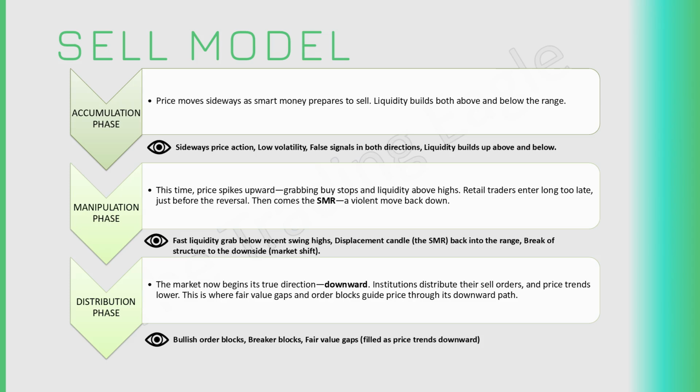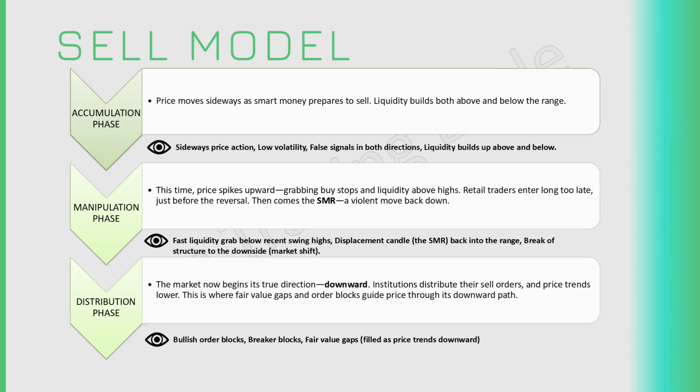Then the manipulation phase. This time price spikes upward, grabbing buy stops and liquidity above highs. And then traders enter long too late, just before the reversal. Then you have the SMR, which is a rapid move backwards. So what are the things you look out for? The same things: a fast liquidity grab above recent trend highs, a displacement candle back into the range, a break of structure, and a change in state of delivery.